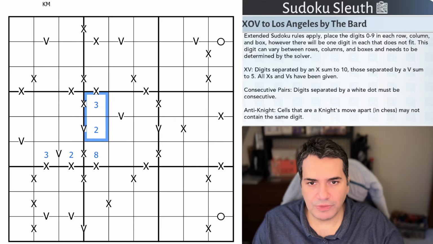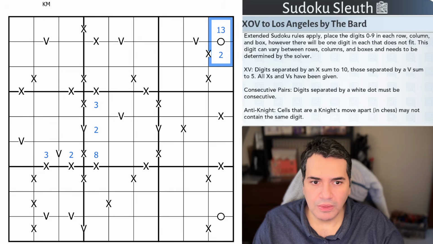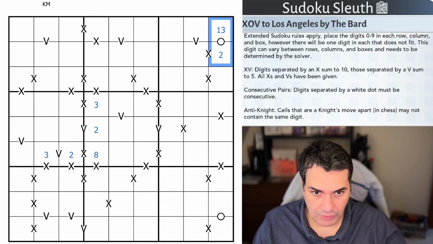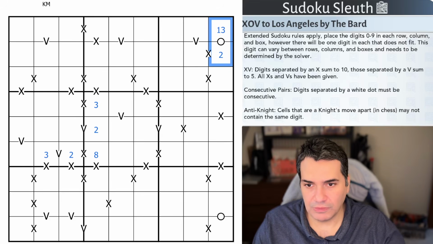Consecutive pairs: digits separated by a white dot must be consecutive, so if this cell here is a 2, this would have to be 1 or 3 for it to be consecutive. There is no negative constraint explicitly stated here, so I'm going to assume it doesn't apply. So whilst the 2 and 3 doesn't work because of XV, 1 and 2 would be absolutely fine, even though they are consecutive.